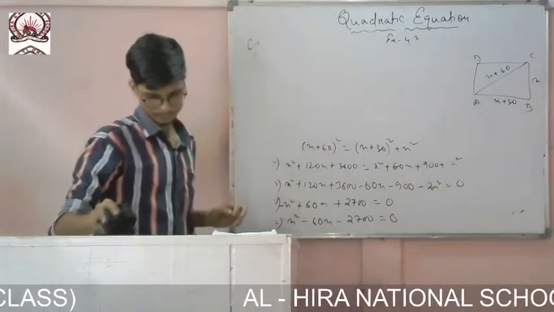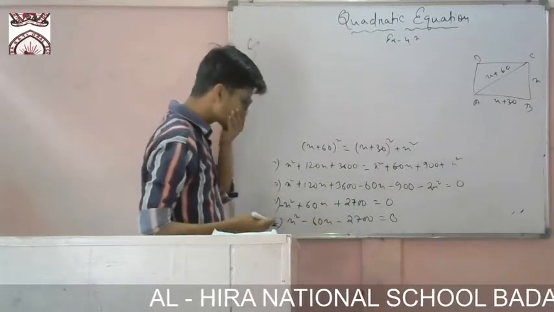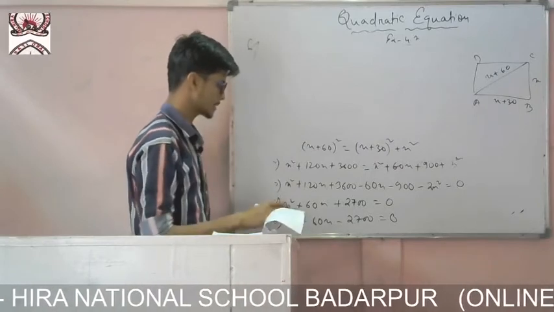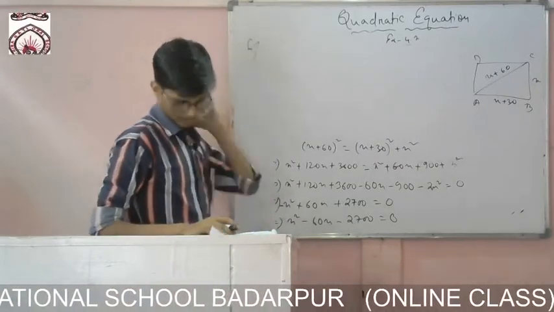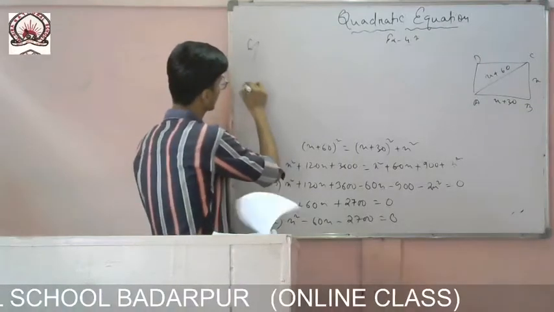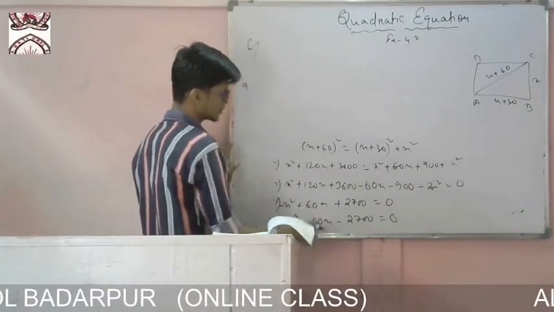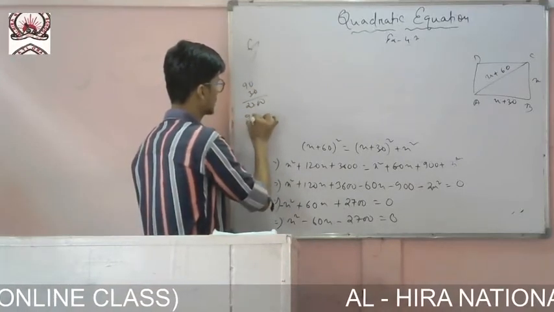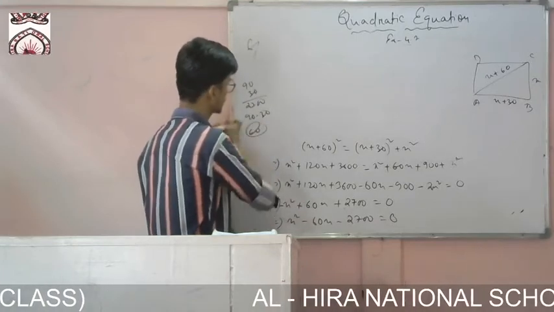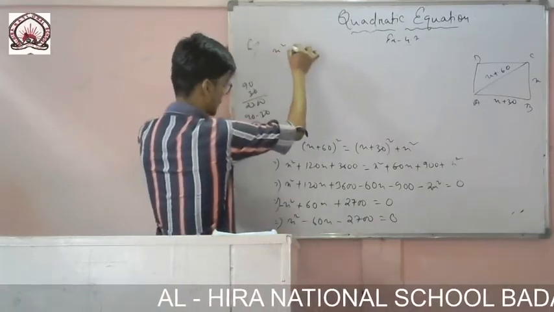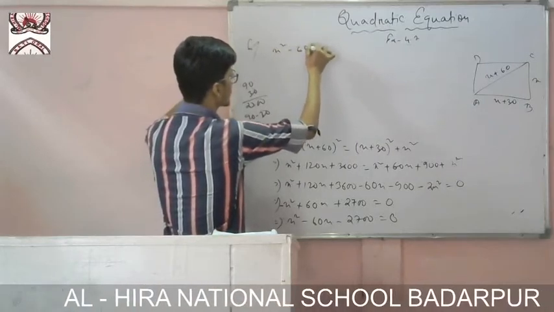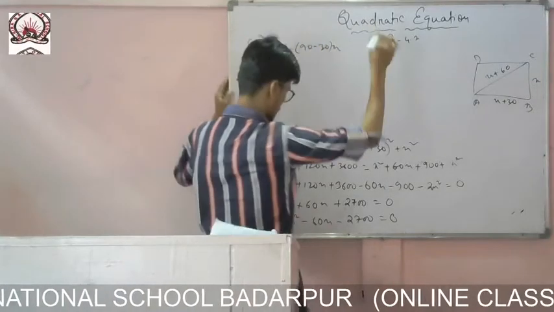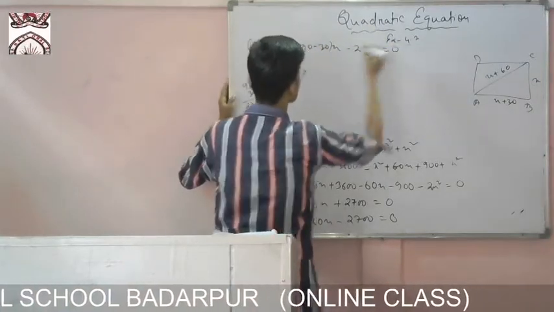So I can write 2700, and 60. 9 threes are 27. So 90 into 30 will be 2700, and 90 minus 30 will be 60. Yes. So I can write it as x squared minus, in place of 60, I'll write 90 minus 30, x minus 2700 equals to 0.